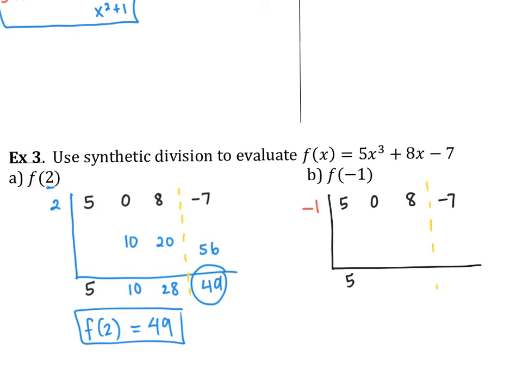Bring down the 5. Negative 1 times 5 is negative 5. 0 and negative 5 is negative 5. Negative 1 times negative 5 is positive 5, giving 13. Negative 1 times 13 is negative 13. So I get negative 20 as my remainder.